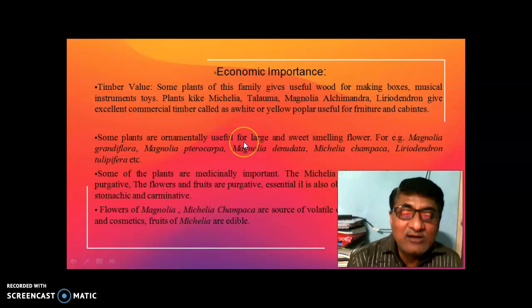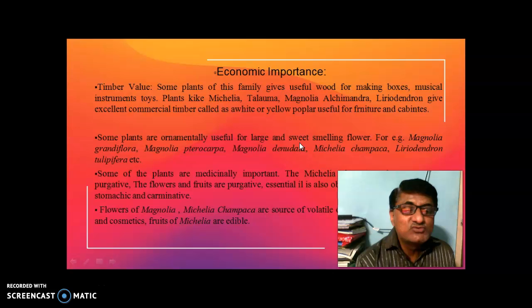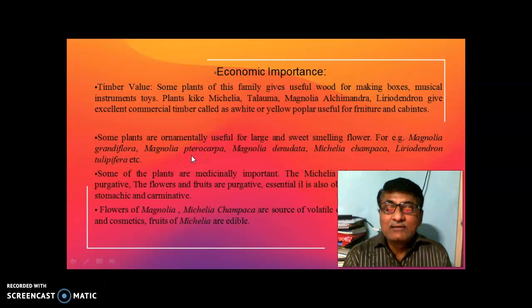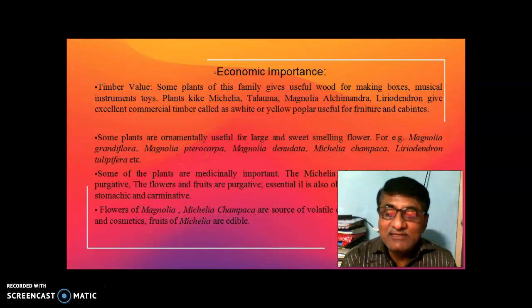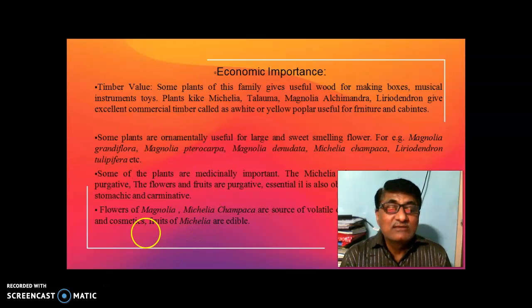Some plants are ornamental because of their large showy or sweet smelling flowers. For example, Magnolia grandiflora, Magnolia pterocarpa, Magnolia denudata, Michelia champaca, Liriodendron tulipifera are the ornamentally useful plants. They have showy attractive flowers as well as fragrant in nature. Some plants are medicinally important because they have some medicinally useful properties.